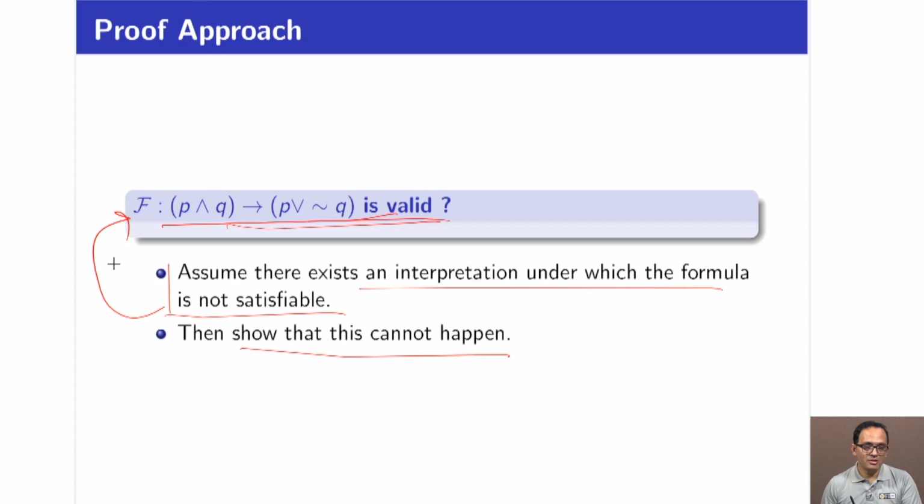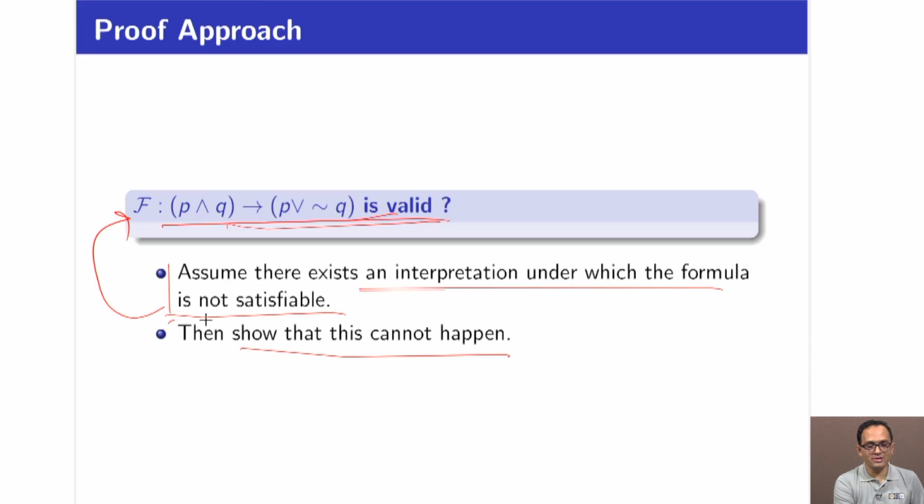Did you understand this? So, I am repeating. I have to show whether the formula is valid or not. So, to show the formula is valid, I have to show that for all interpretations the formula is true, but checking that is difficult. So, I will take the negation of the formula, right. I am saying that there exists an interpretation under which the formula is not satisfiable, right. That means the negation of the formula is true.